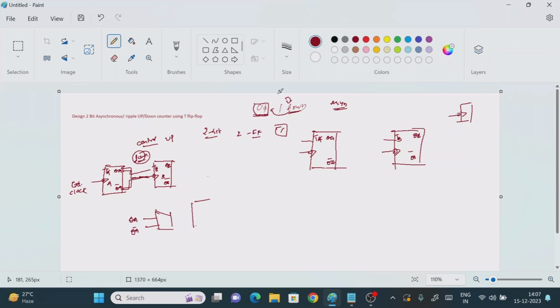QA means what value? Normal value 1, right? QA bar means 0, since 1 bar equals 0. If it is connected to 1 or if it is connected to 0, we have two possibilities. Then how many selection lines? We have a 2:1 multiplexer, so one selection line, and we will get one output. So for performing both the up counting and down counting operations, I am going to use the multiplexer operation. What are the two inputs? One is 1, and the other one is 0.